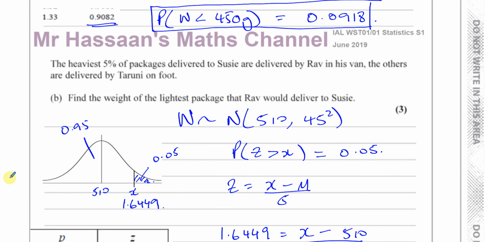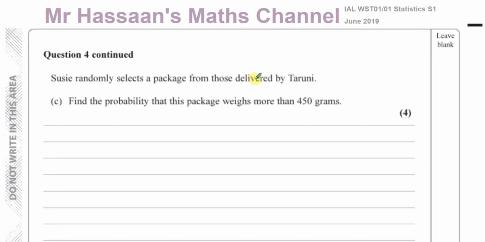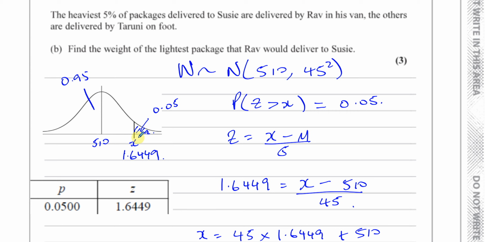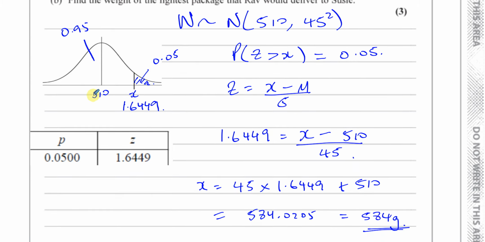Now we're going to move on to part C. It says Suzy randomly selects a package from those delivered by Taruni. Now remember, Taruni was the one that delivered the lighter packages, the ones below this value. The ones that are less than 584 grams, those are the ones that Taruni delivered.